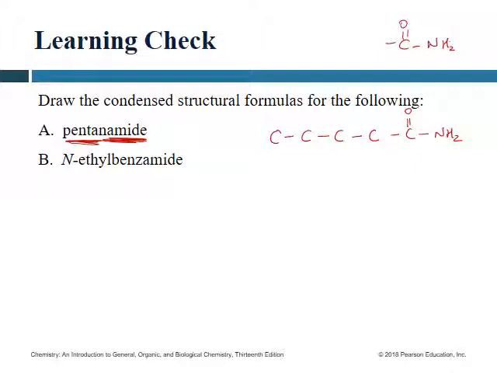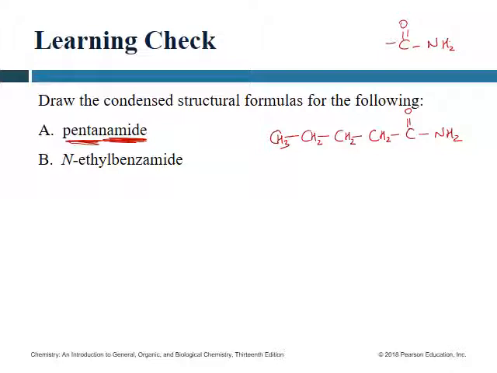Does this need any more hydrogens? It already has 4. This carbon has 2, so needs 2 more. This carbon needs 2 more. This carbon has 2, needs 2 more. This carbon has? It needs 3 more. Perfect. So that would be our final structure for pentanamide. Okay, let's go to the next one.